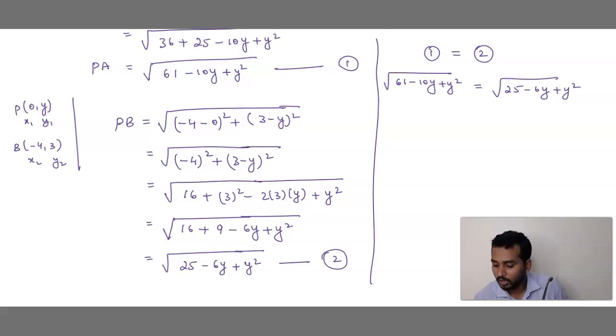Why is it wrong, dear? Very good. Pay attention to the square root. No, it is correct. Now let's see. We can see here this square root and this square root will get cancelled. Yes or no? So what is left out?